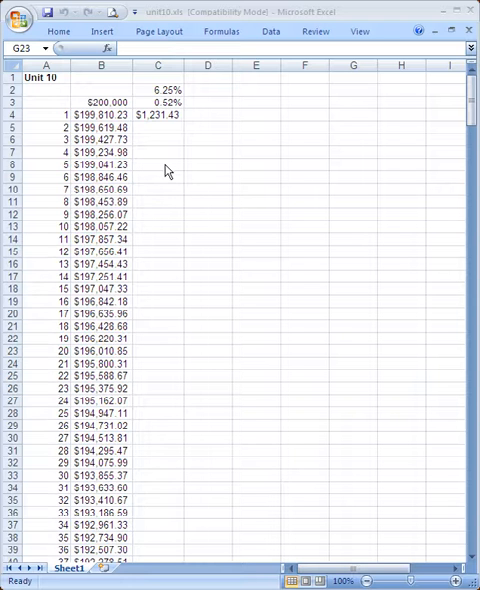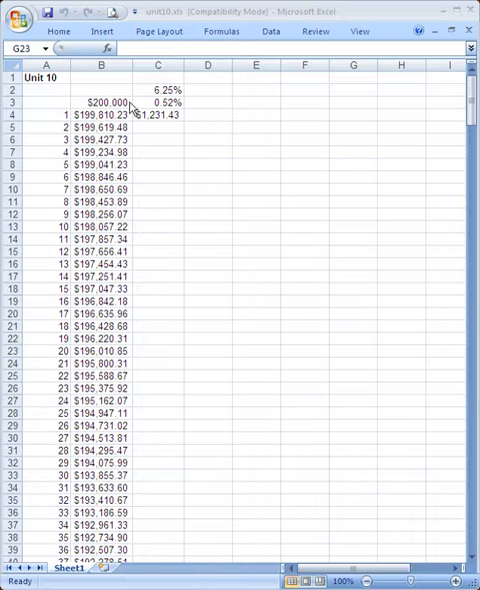Our question now, in question 1 for Unit 10, is where does this money go each month, the $1,231.43? The answer is that part of the money goes to pay the interest that we owe on the amount that we still owe the bank, the principal. The amount we owe is different each month as we pay off the loan. Each month it's less and less. Therefore, the interest each month, the 0.52% of the amount we owe, is also smaller. The rest of the money goes toward reducing the principal.